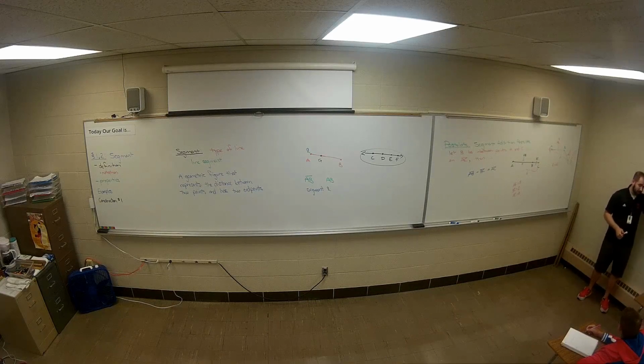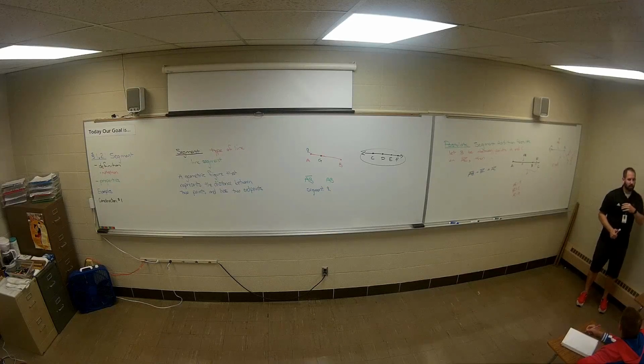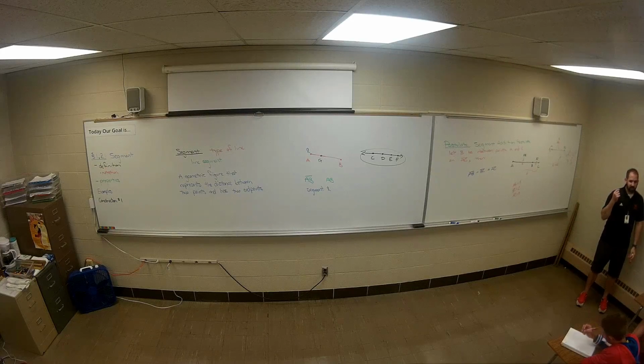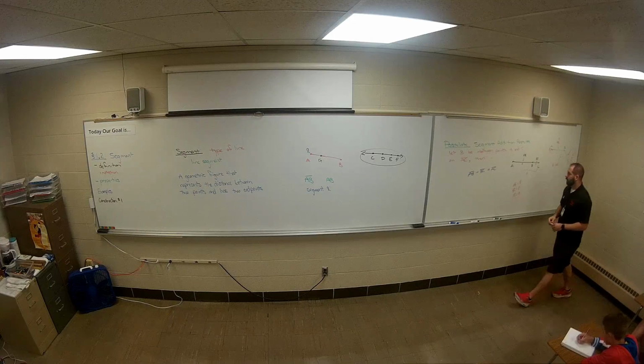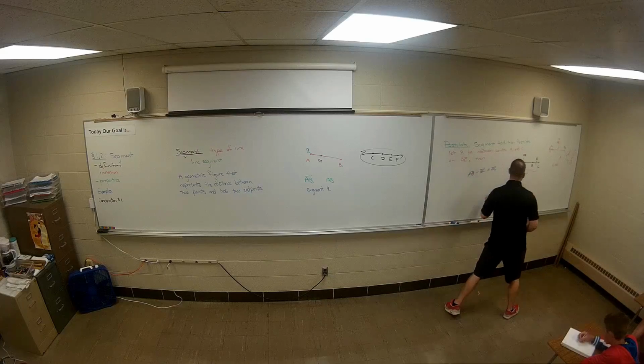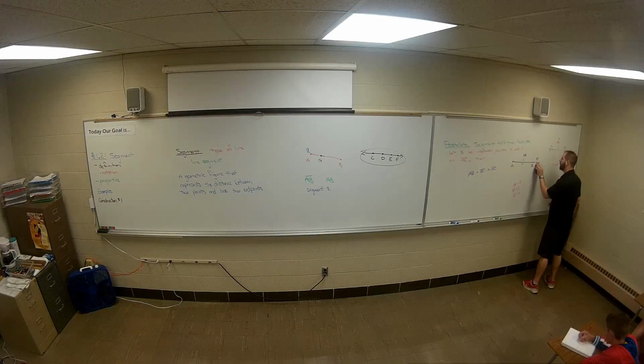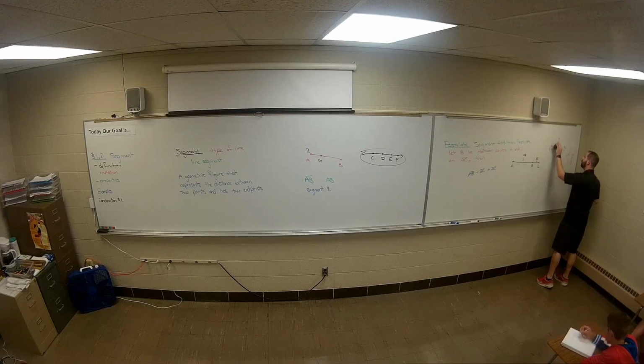Let's go back to the original. So they could say, okay, AB here is 5x, this is 3x plus 8, and this could be a 48 up here. And they might say, find x that makes this thing work. Okay, well, and the 48, by the way, is the whole thing.